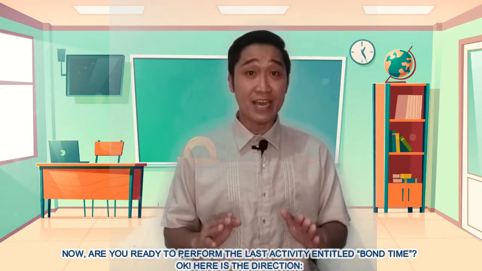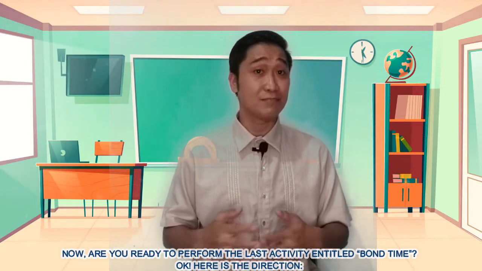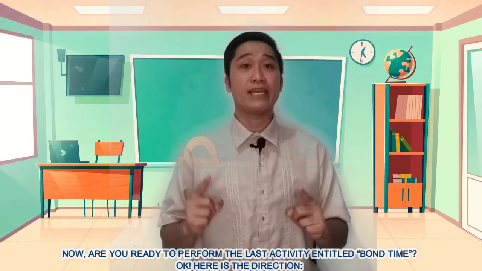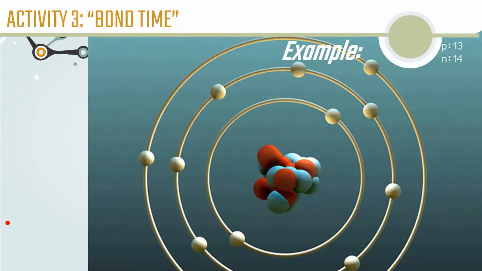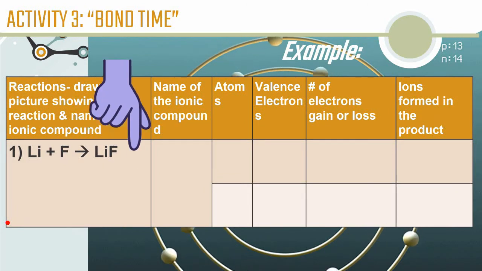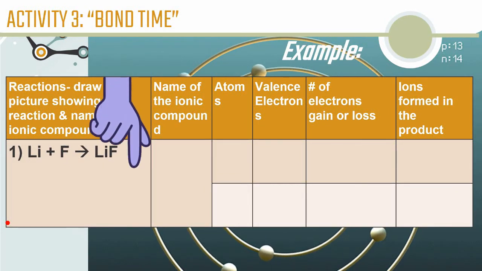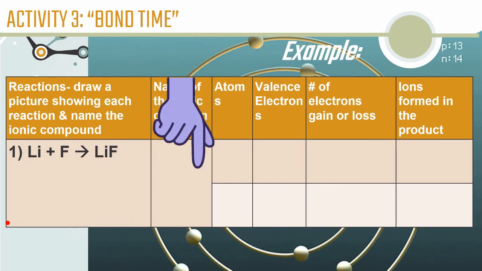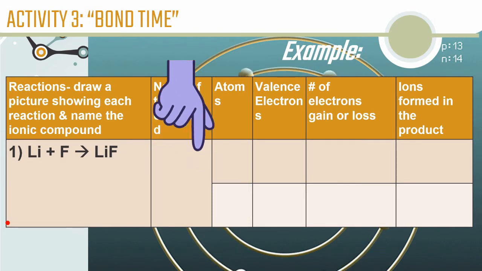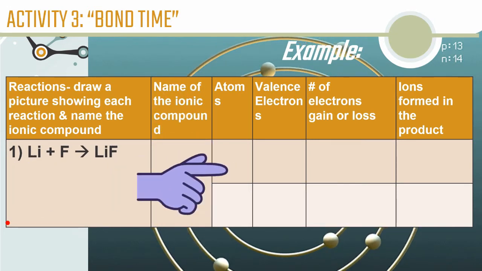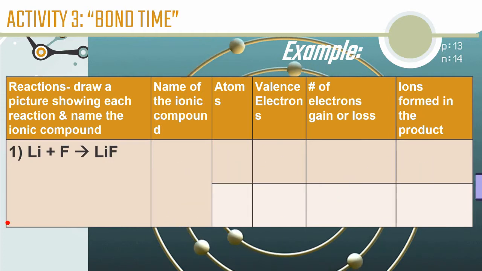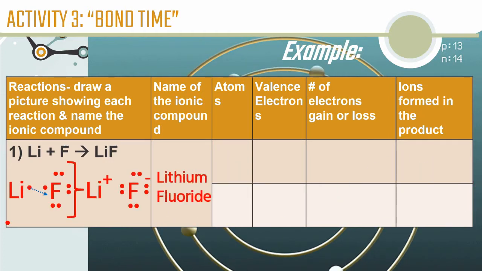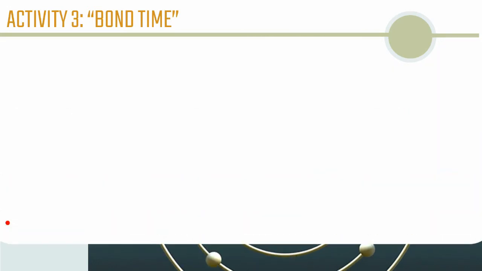Now, are you ready to perform the last activity entitled Bond Time? Okay, here is the direction. For each pair of elements, draw electron dot structures showing the valence electrons in each atom, just like what we did a while back. Write the name of each type of ionic compound. Finally, fill in the table below each reaction. Refer to the sample shown. This is the Lewis symbol of lithium fluoride and its details. Now, do your part.